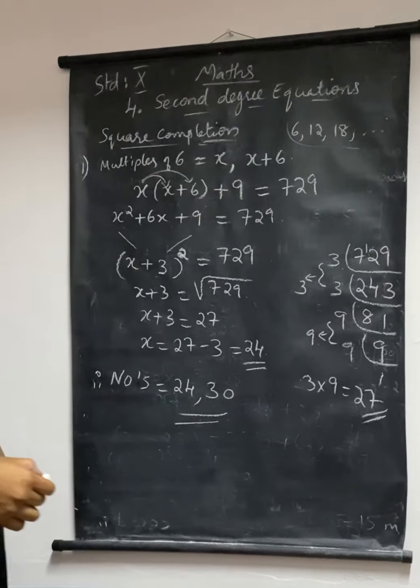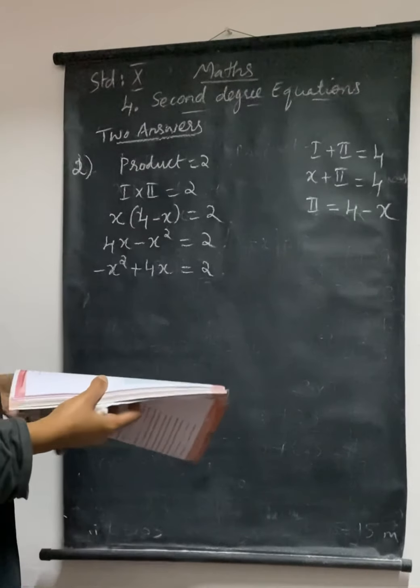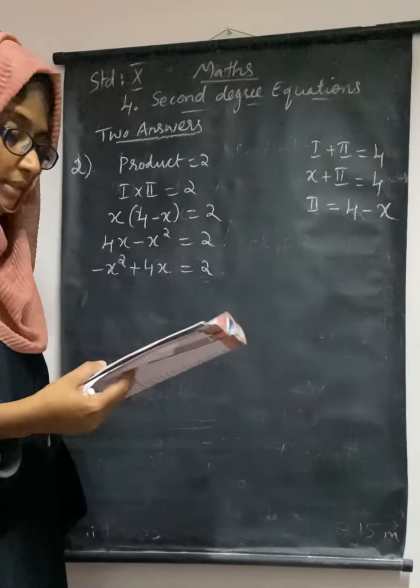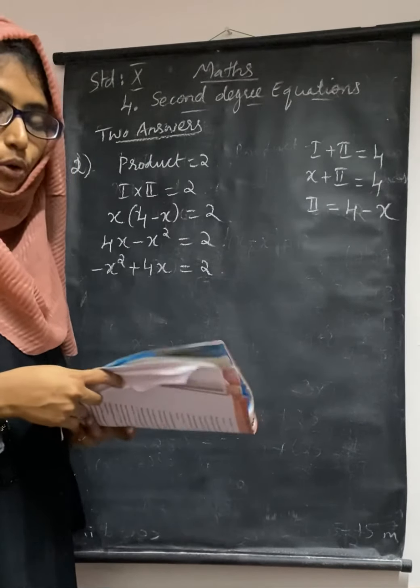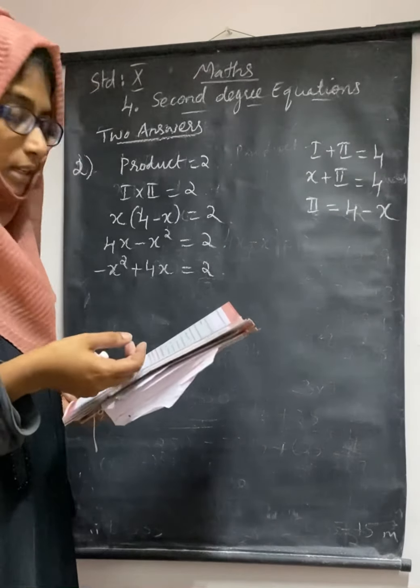So these are the numbers. Next part is two answers. Two answers means we have to do it the same way as we did before, but here we are going to get two answers. That is how we are going to see.